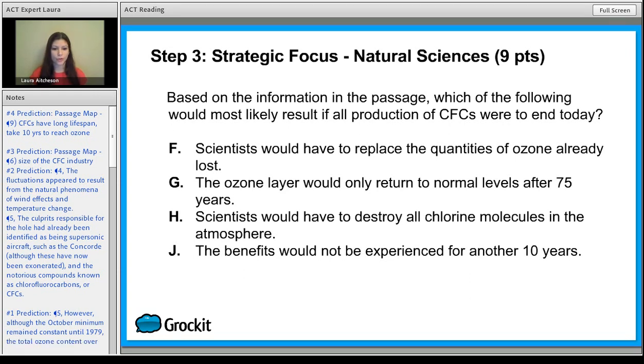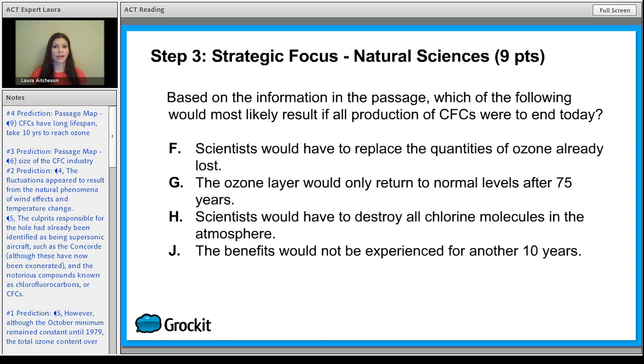Okay, so scientists would have to replace the quantities of ozone already lost. I did not hear about that in the passage, didn't know that was possible. The ozone layer would only return to normal levels after 75 years. In the paragraph, it does say they have a lifespan of 75 to 400 years, but I don't think that's what they meant, that it would return to normal after 75 years. They were trying to tell us they last a long time. Scientists would have to destroy all chlorine molecules in the atmosphere.